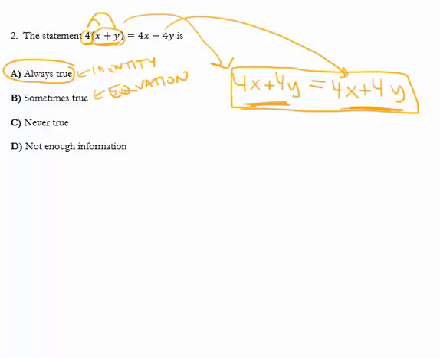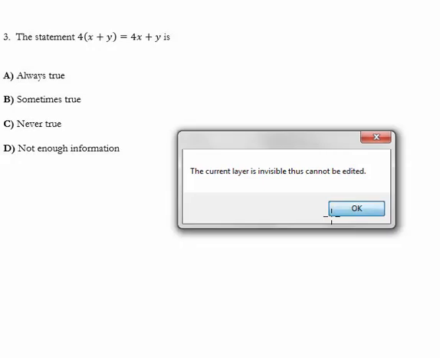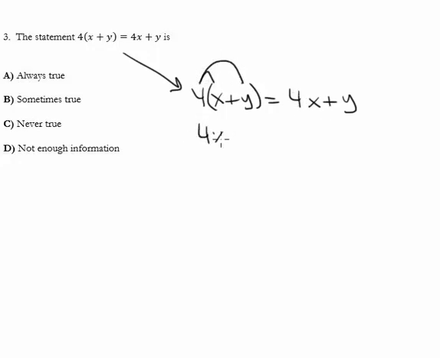Let's take a look at one more. The statement 4 parentheses x plus y equals 4x plus y. Now a lot of students say, wait a minute, it's never true. Because, right, you say, I know how to distribute the left side of the equation. So let's do it. Let's just recopy it here. 4 parentheses x plus y. Does it equal 4x plus y? Or when does it equal 4x plus y? You say, I can distribute, and I end up with 4x plus 4y equals 4x plus y.